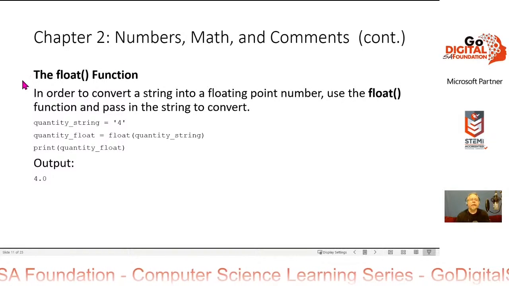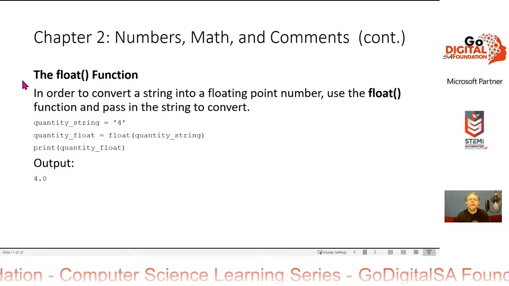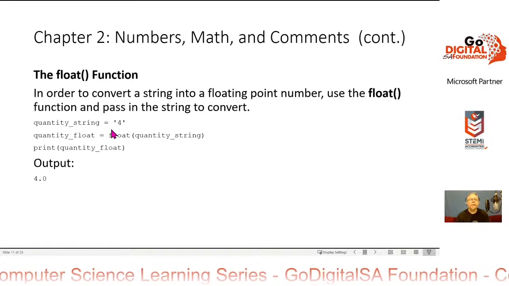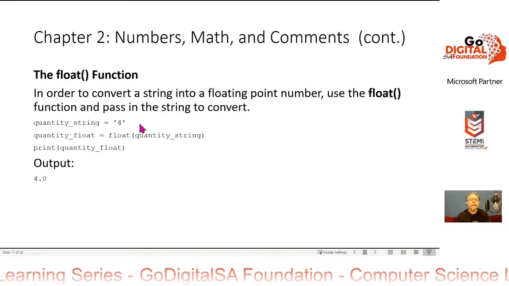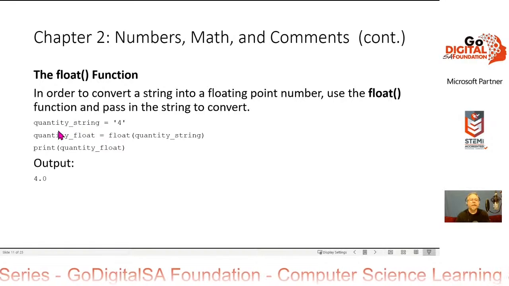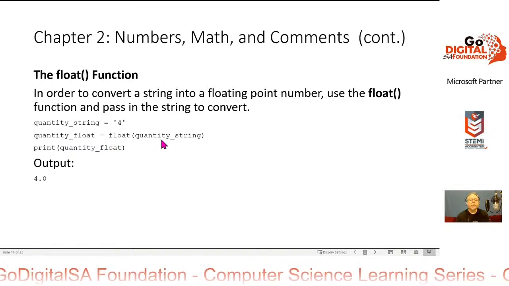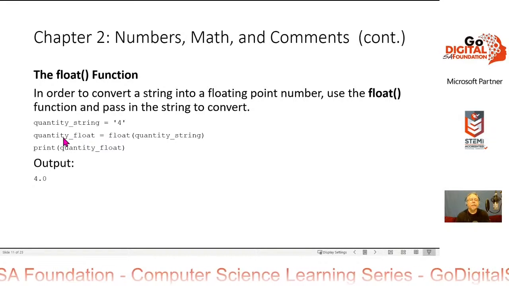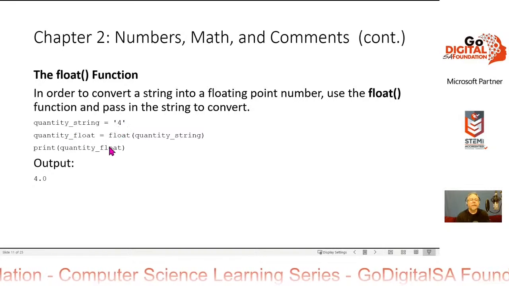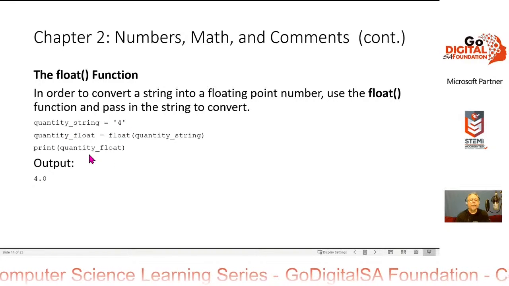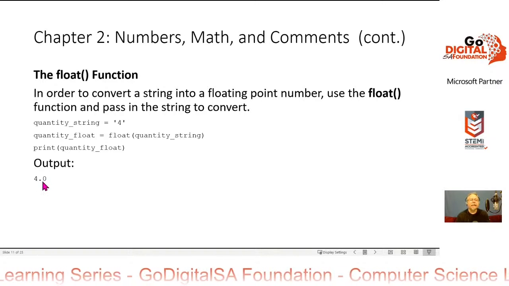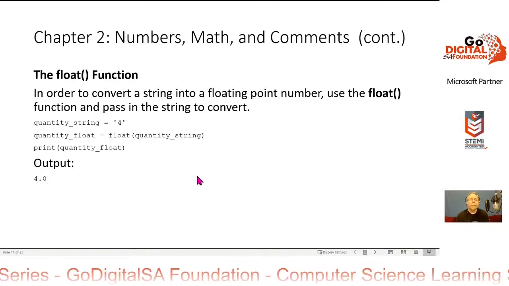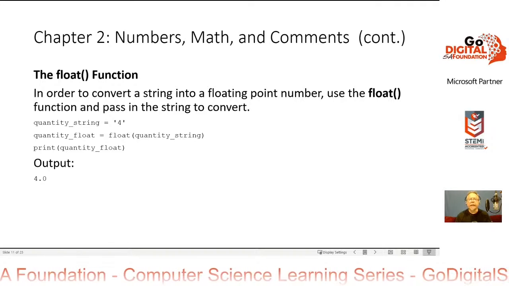Okay, the float function. In order to convert a string into a floating point number, use the float function and pass in the string to convert. So quantity string equals 4, so that's a string. Quantity float equals float quantity string, so now that's the float version of that string. And then we print quantity float, it will print 4.0 because that's a floating point number. Okay, let's try that in Python.